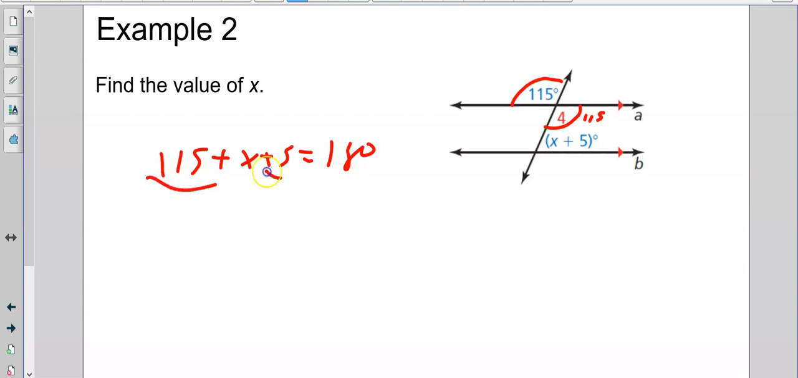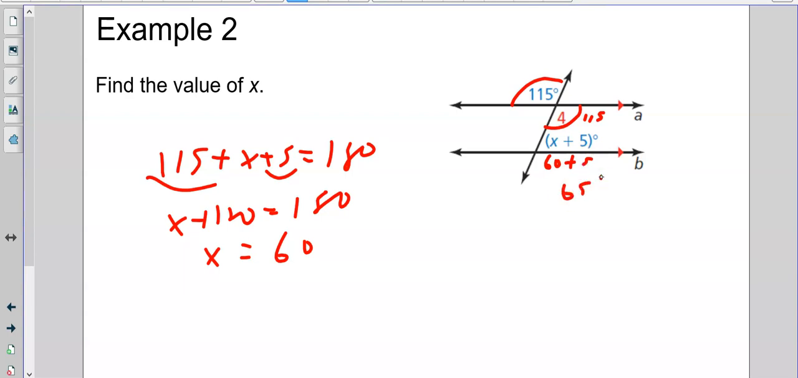So I'm going to combine my like terms. Remember, I don't subtract 5 twice on the same side. I combine. So I have x plus 120 equals 180. Now I'm going to subtract 120 from both sides and get 60. So x is 60. Which, if we wanted to find out what this is, 60 plus 5 is 65 degrees. And 65 plus 115 do make 180.